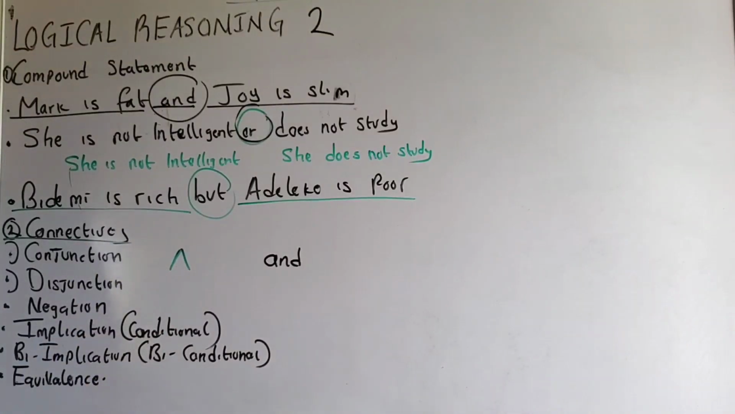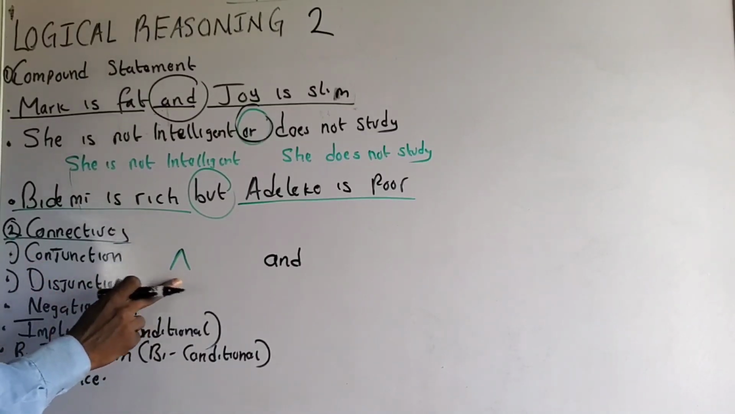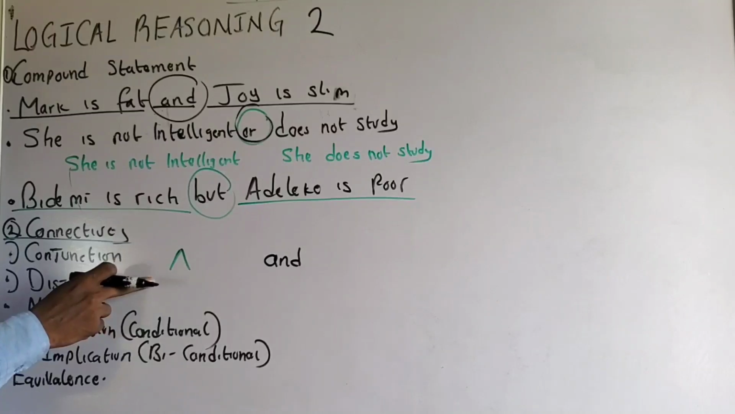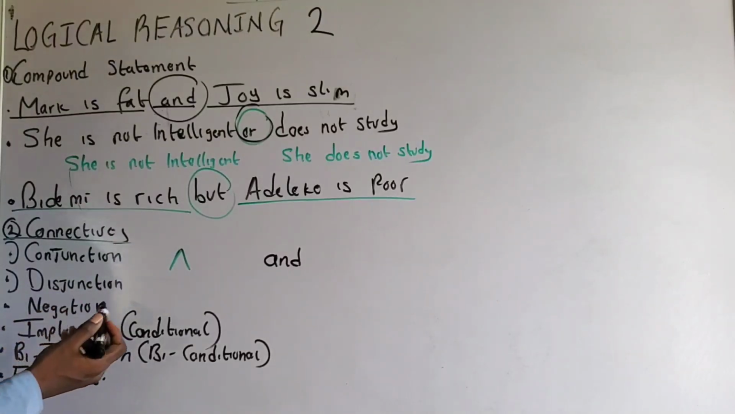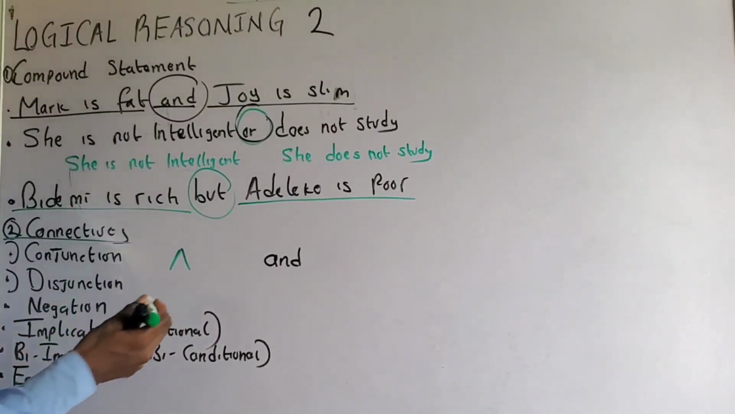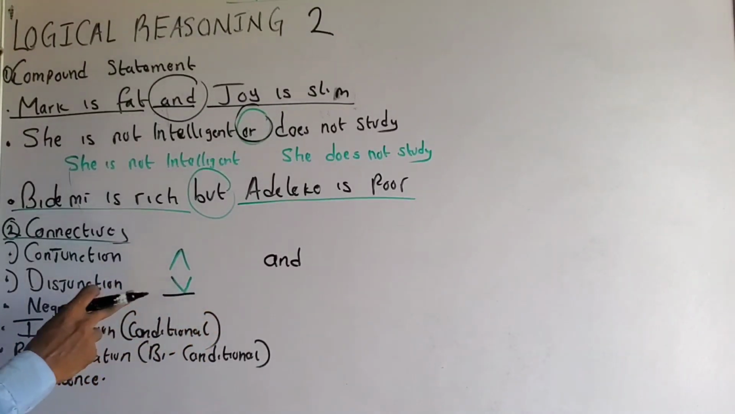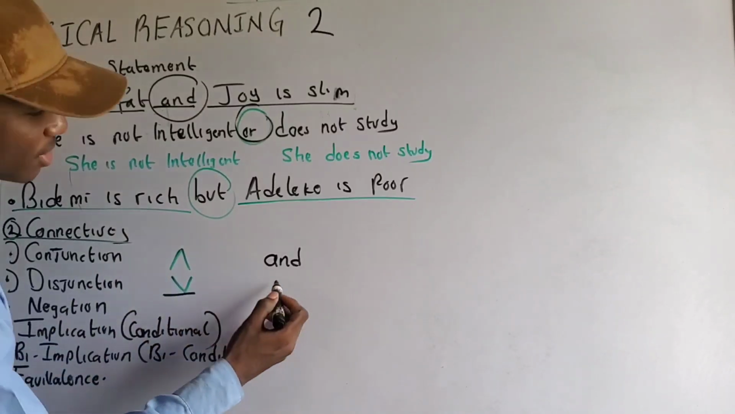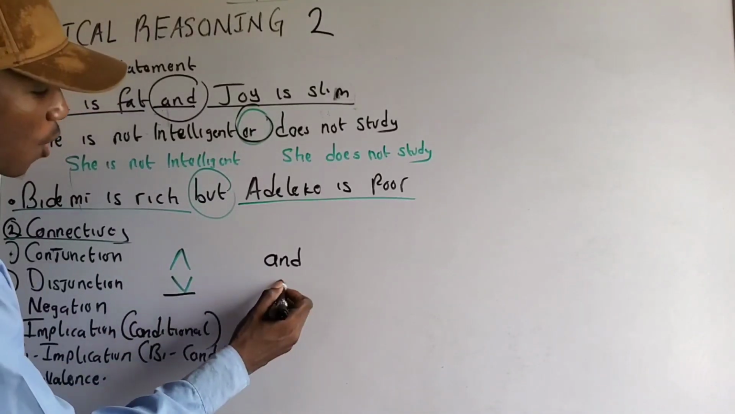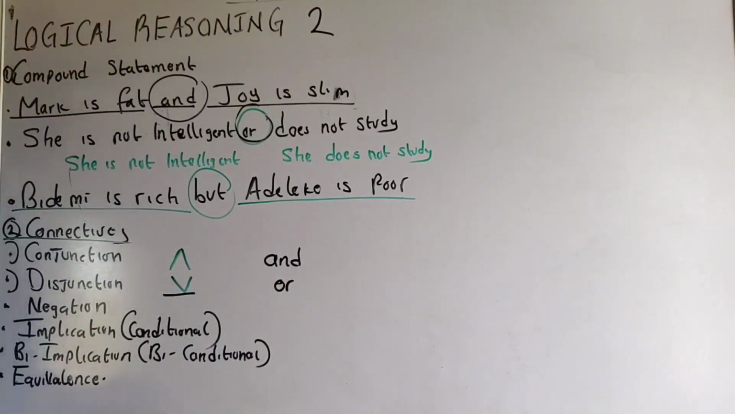Now, disjunction. The sign to represent disjunction is this. So when you have two simple statements joined together to form a compound statement using this sign, you should know that it is disjunction, and the name of this is "or".